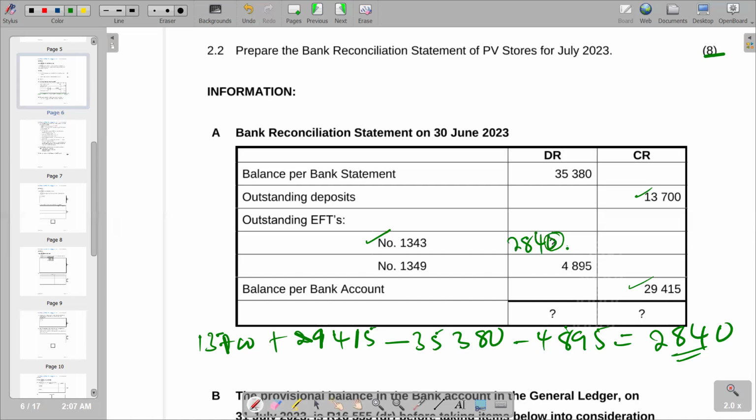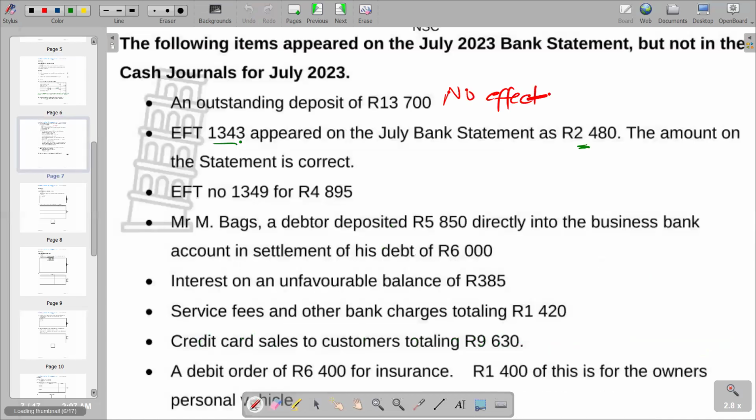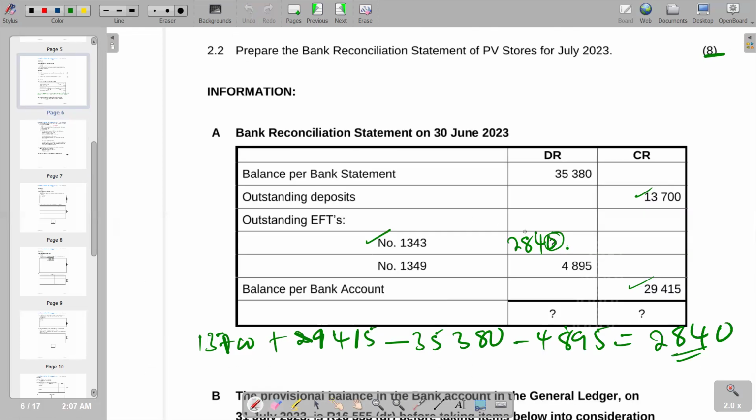This is the figure that we are now comparing with this one. And we see that the correct figure is smaller than the figure on the previous month's bank reconciliation. So when it's an EFT, it means it was a negative in the ledger. In the bank account in the ledger, it was a negative as a payment. So it means we subtracted a bigger figure.